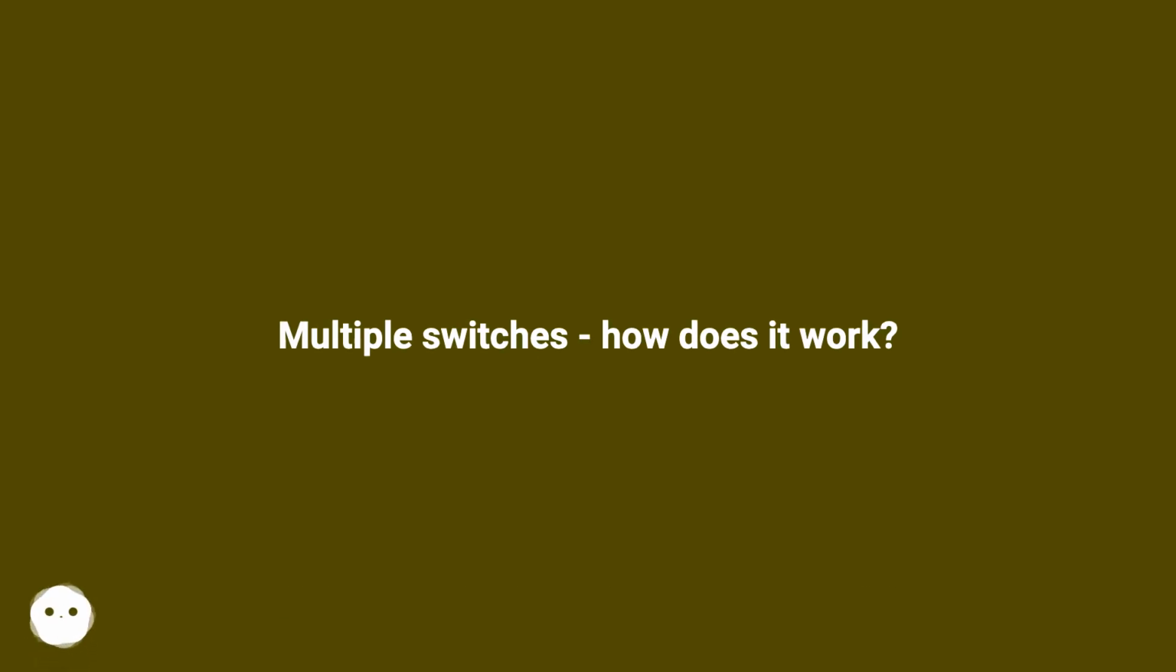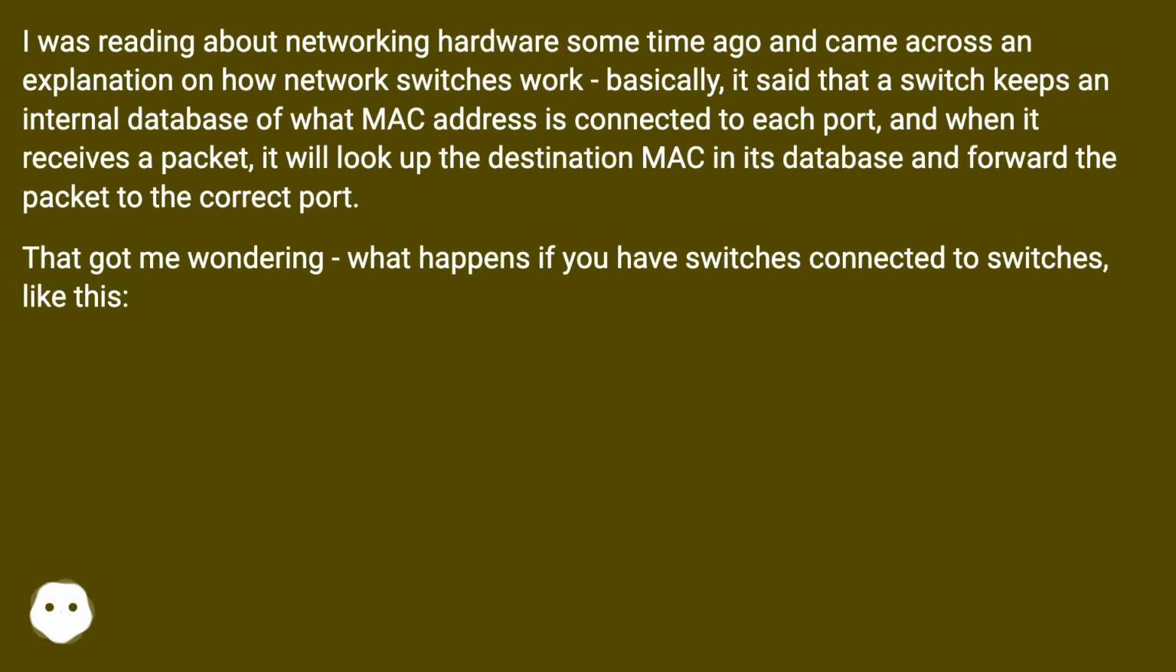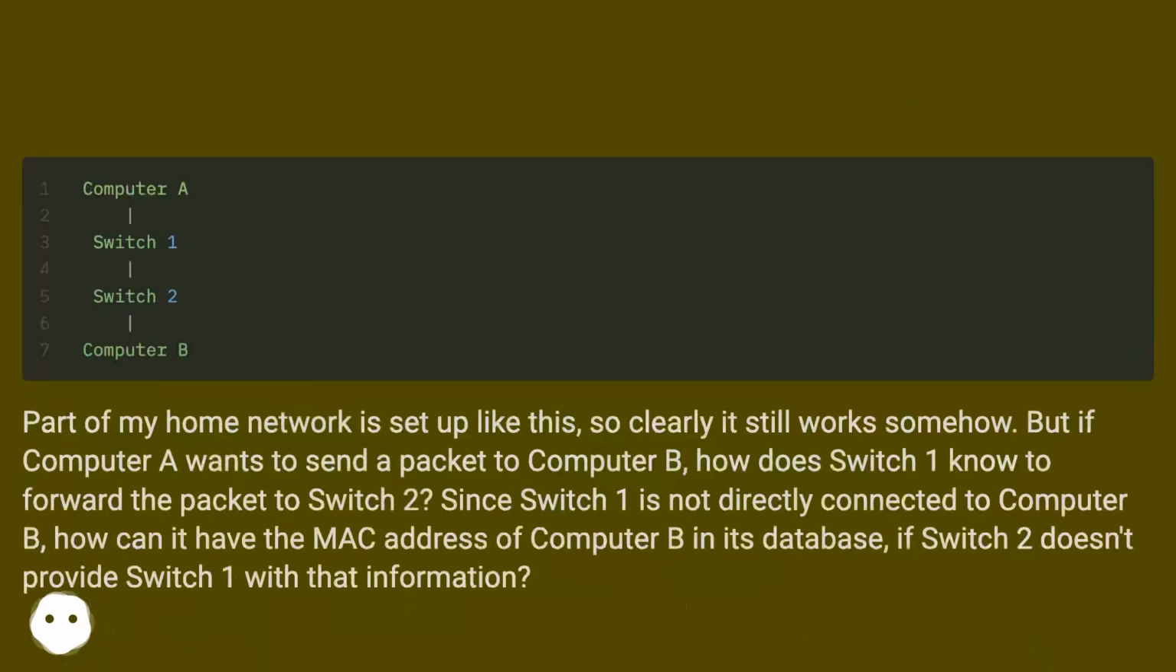Multiple switches, how does it work? I was reading about networking hardware some time ago and came across an explanation on how network switches work basically. It said that a switch keeps an internal database of what MAC address is connected to each port, and when it receives a packet, it will look up the destination MAC in its database and forward the packet to the correct port. That got me wondering, what happens if you have switches connected to switches like this?